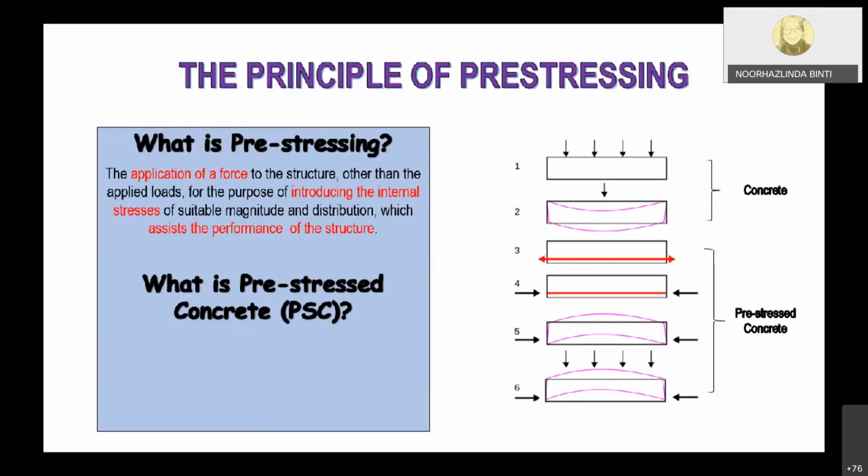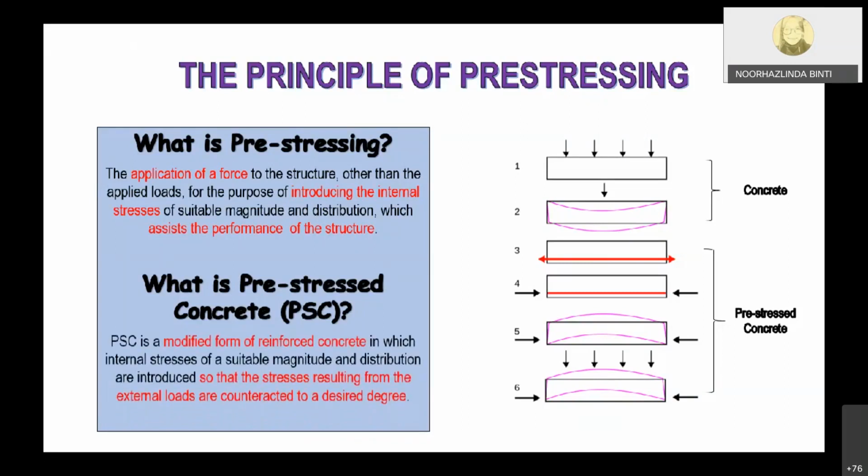And what is prestressed concrete? We can say that prestressed concrete is a modified form of RC, in which internal stresses of a suitable magnitude and distribution are introduced so that the stresses resulting from the external loads are counteracted to a desired degree. External loads, understand, are from service load, live loads of course, or maybe dead load. Okay, so that's prestressing and prestressed concrete.